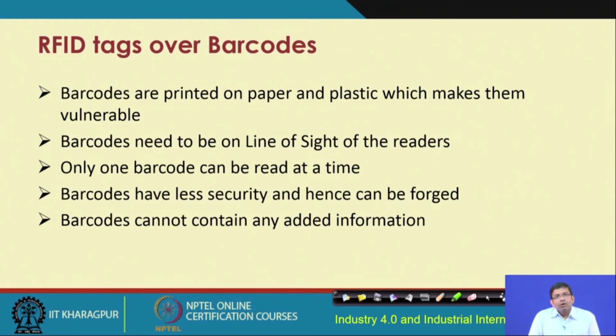Compared to RFIDs, barcoding mechanisms could also be used. But RFID tags over barcodes is something that is very interesting. These barcodes are basically printed on some goods, maybe paper or plastic and so on. Barcodes need to be in the line of sight of the readers, and only one barcode at a time can be read. These barcodes have less security and hence can be forged. Barcodes cannot contain any added information beyond what is actually encoded in these codes.